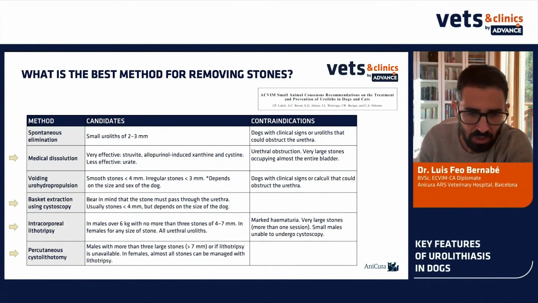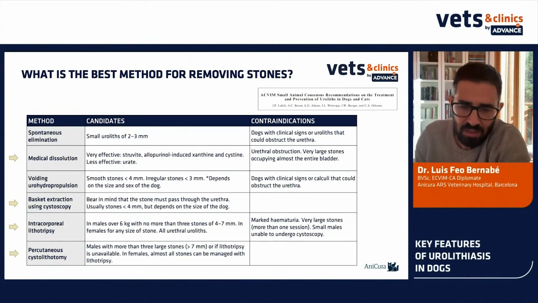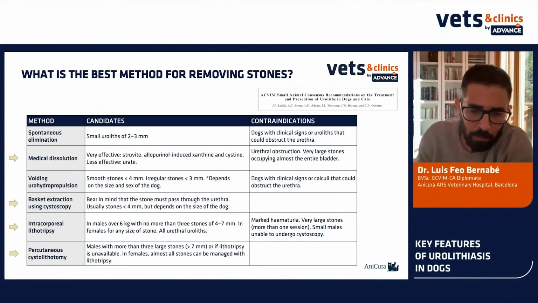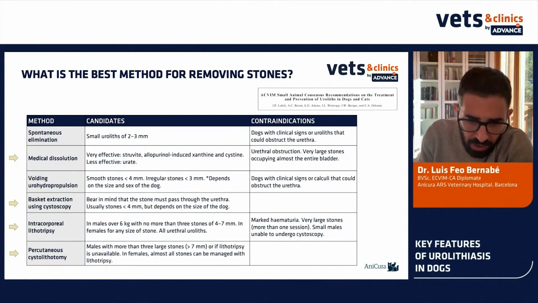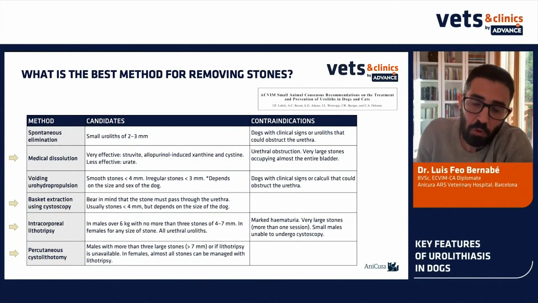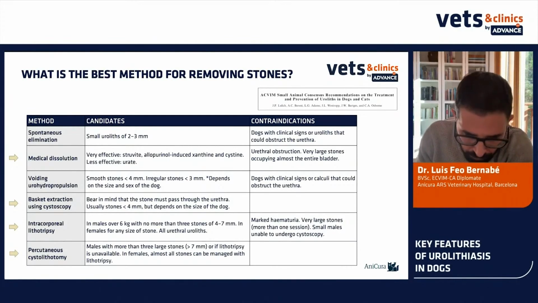Obviously, there are other methods, but I will say basket extraction using cystoscopy is also a good, important one. The problem is you need to have all these devices in your clinic, which are really, really expensive. If you want to think about which patient is a good candidate for this, you have to bear in mind that the stone must pass through the urethra. So it should usually be stones less than 4 millimeters, but obviously it depends on the size of the dog. And it's easier to do in females compared to males.